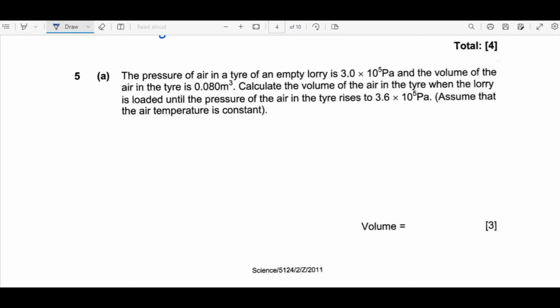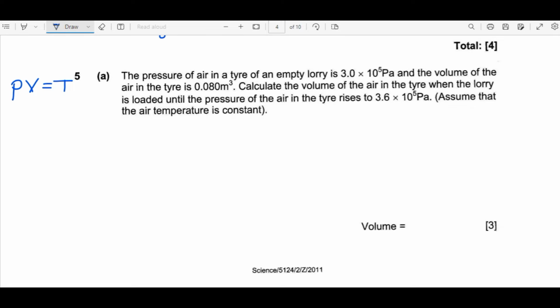Calculate the volume of the air in the tire when the lorry is loaded until the pressure of the air in the tire rises to 3.6 times 10 to the power 5 Pascal, assuming that the air temperature is constant. So here we are going to use one of the gas laws. The formula that I would recommend you to master is PV over T is constant. Now for this one, T is constant, so we need to get rid of T. So how can we do that?